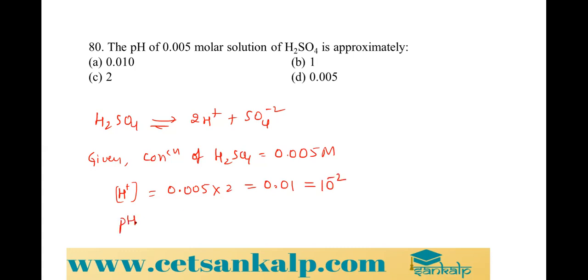So can we calculate pH? That is equal to minus log of H plus ion concentration. That is nothing but minus log of 10 to the power minus 2. So how much should the answer be? 2. pH of 0.005 molar solution of sulfuric acid is approximately 2. Okay, so option C. Next question.